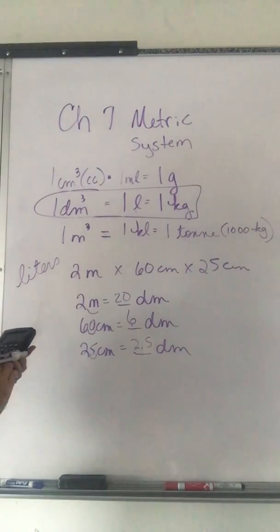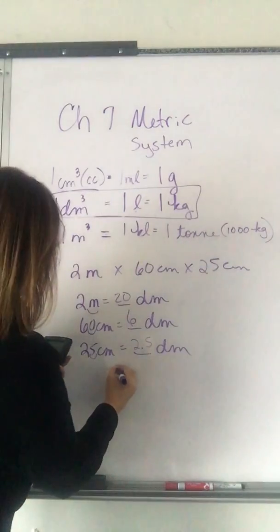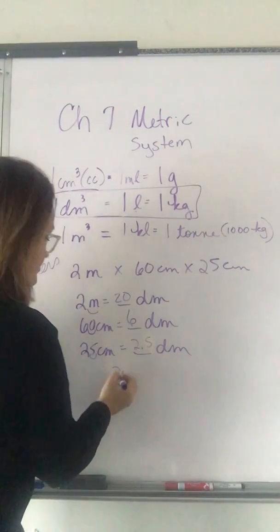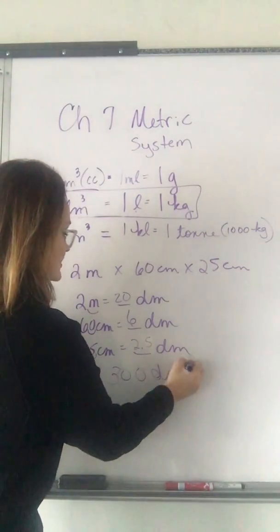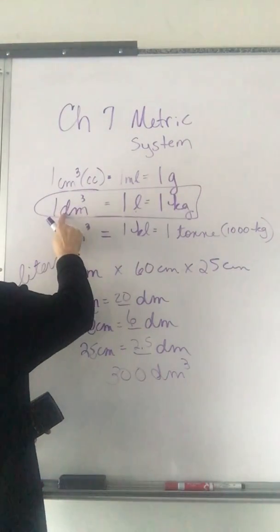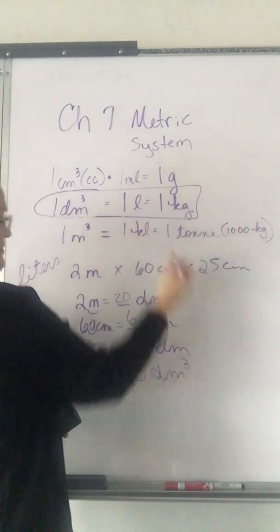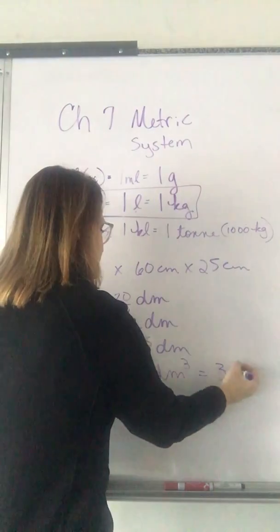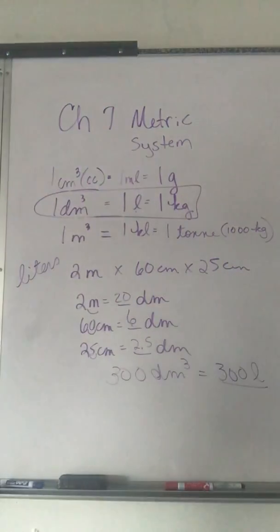All right, so 20 times 6 times 2.5, that gives me 300, right? 300 cubic decimeters, and like I said, we know 1 cubic decimeter is the same as a liter, so that is equivalent in liters for our final answer of 300.